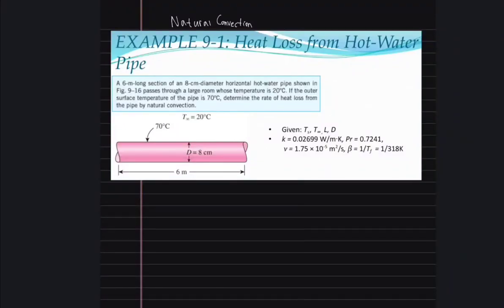We have a heat loss from a hot water pipe example from chapter 9 on natural convection. So we have the surrounding temperature, T infinity, and the temperature of the pipe, 70 C. We have the length, 6 meters, and diameter, 8 centimeters. Given all of these properties, we need to determine the rate of heat loss by natural convection.